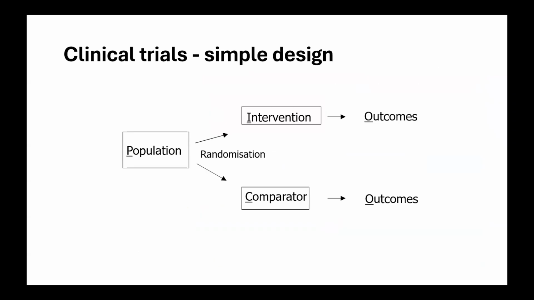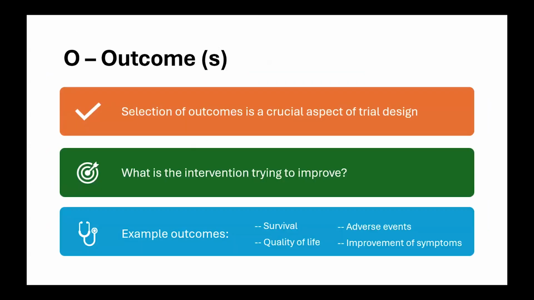Okay, so as you know, when we design a clinical trial, we want to know whether or not an intervention or new treatment has been effective. And to do this, we measure outcomes. So outcomes or endpoints, you may refer to them as. So the selection of outcomes is a crucial aspect of trial design. It's essentially what the intervention is trying to improve or avoid. So some examples would be survival, quality of life, adverse events, and so on.